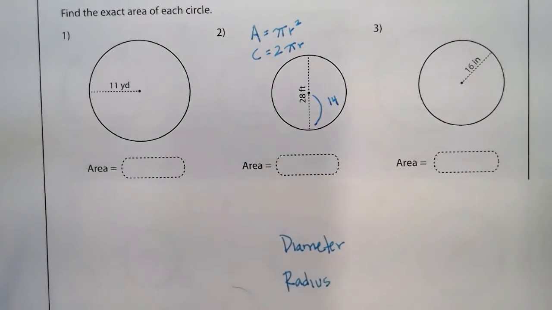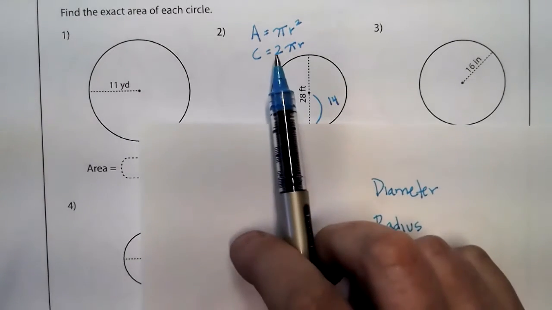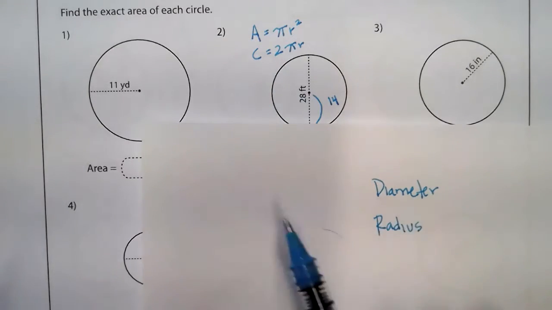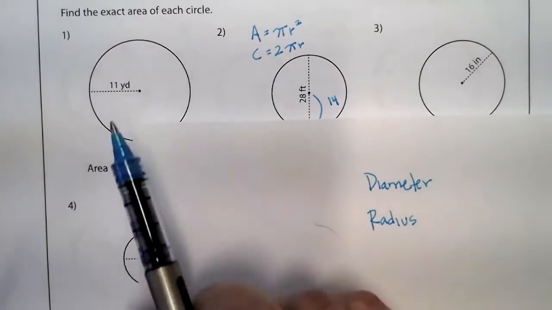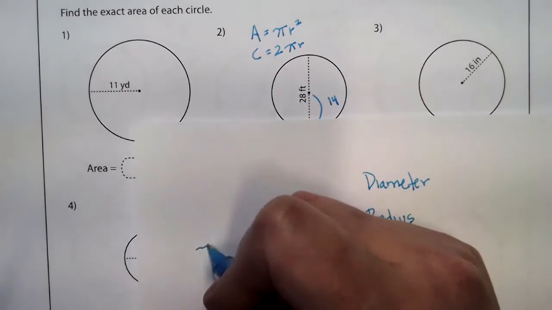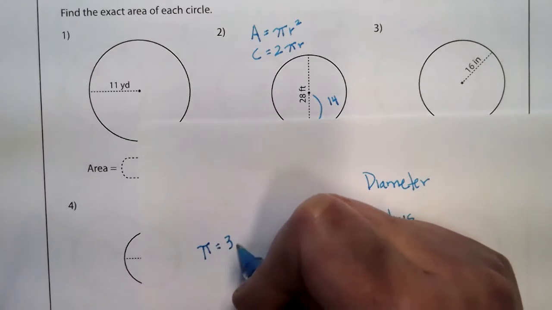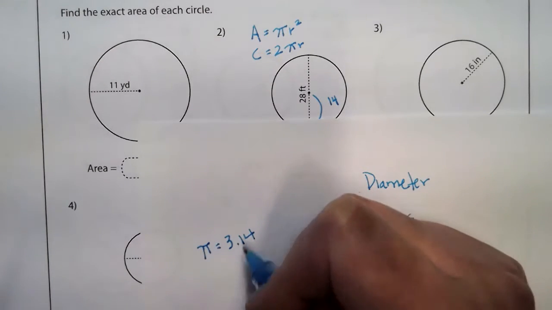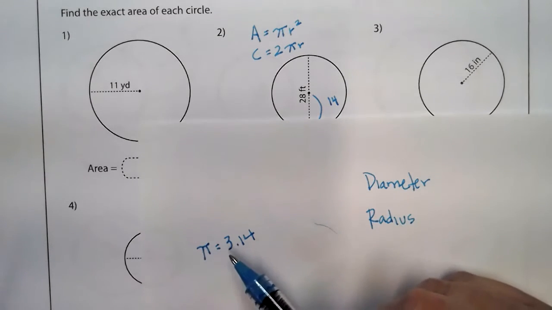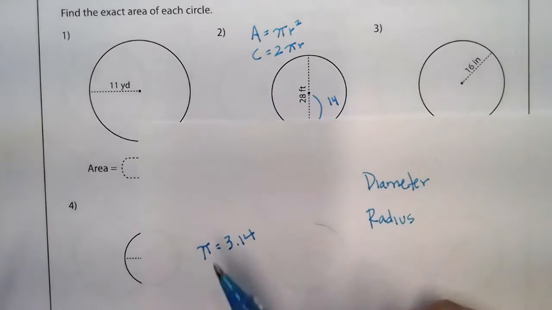All right, let's take a look at finding the area. Here is the formula for area, pi r squared. So we know how to find the radius. It's the half line. Pi is always, for GED, it is always 3.14. So anytime you see this little symbol, substitute 3.14. All right, let's try this.